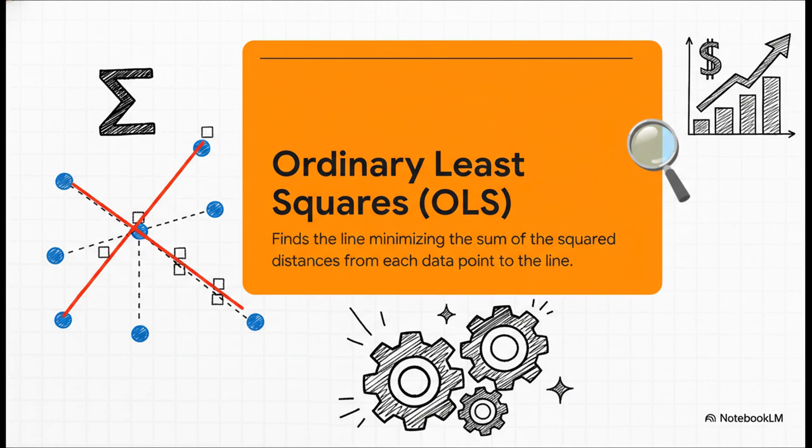This is where a clever technique called ordinary least squares, or just OLS, comes into play. It's this brilliant mathematical method that finds the one and only line that is, on average, the closest it can possibly be to every single one of those data points. It gives us the best possible straight-line summary of our data.